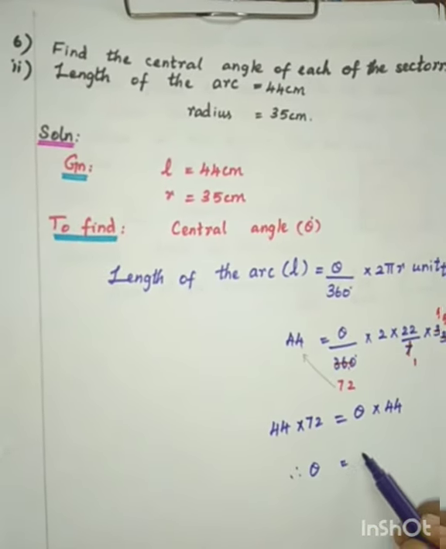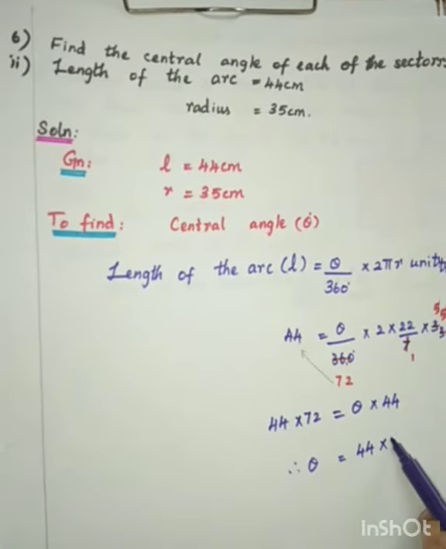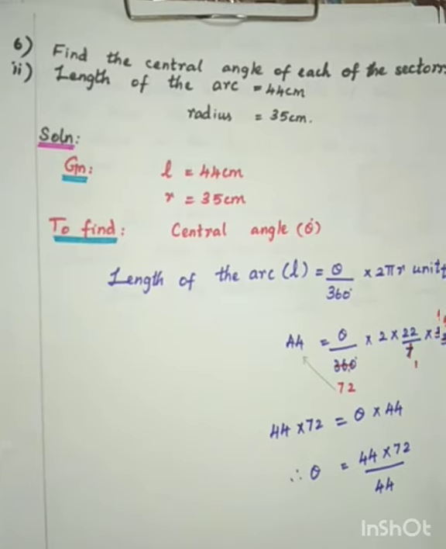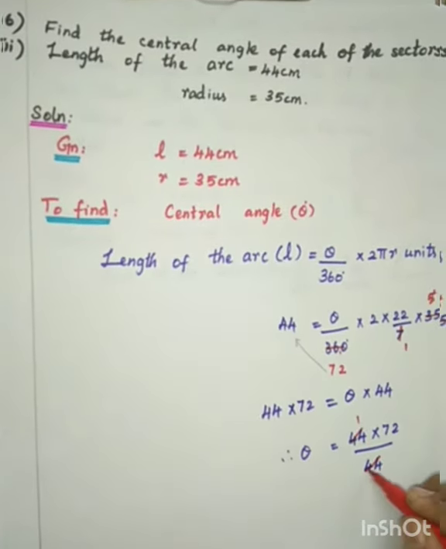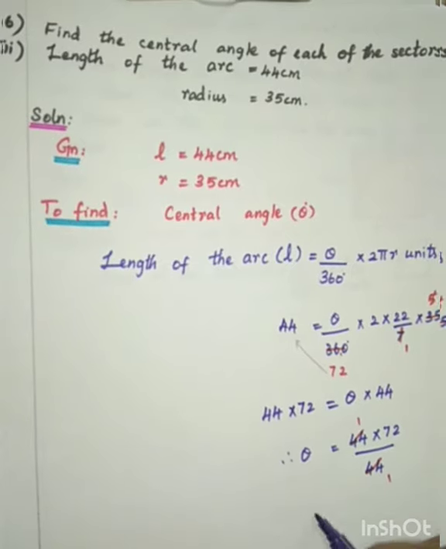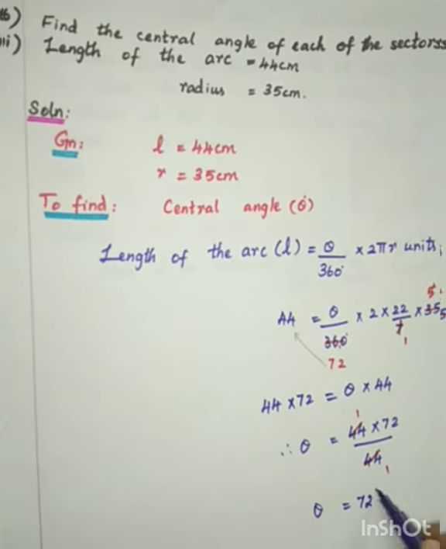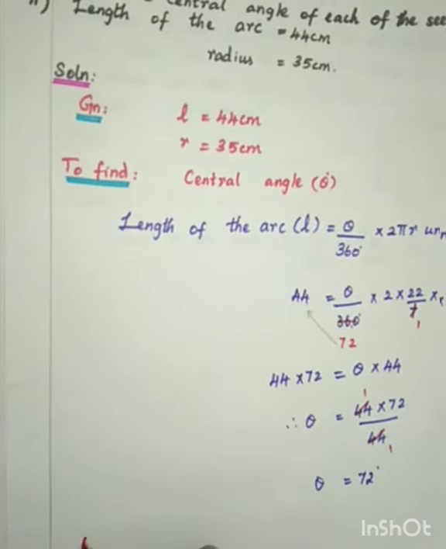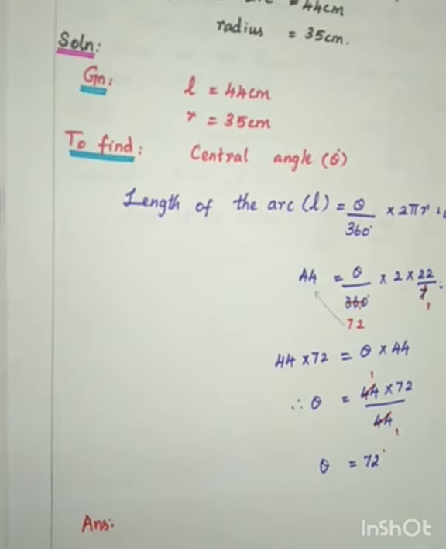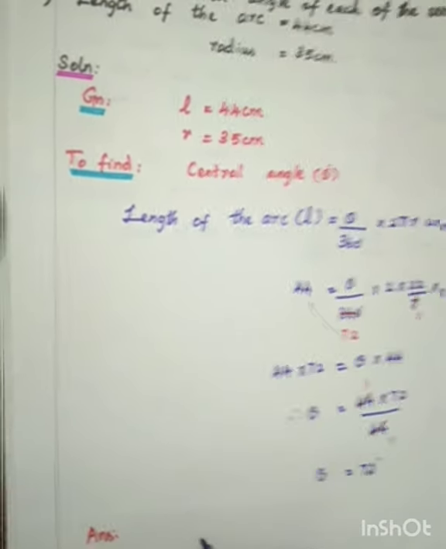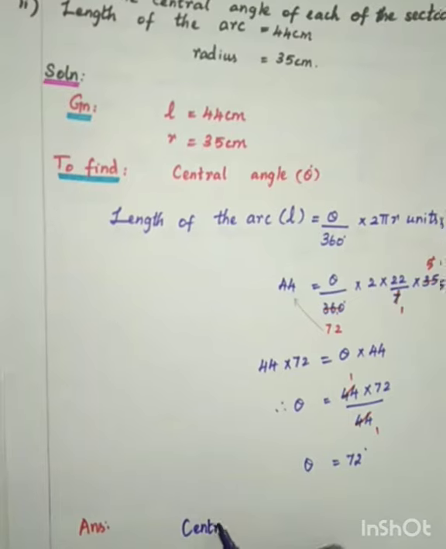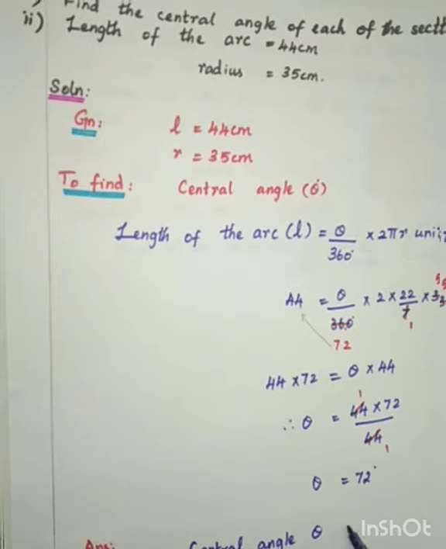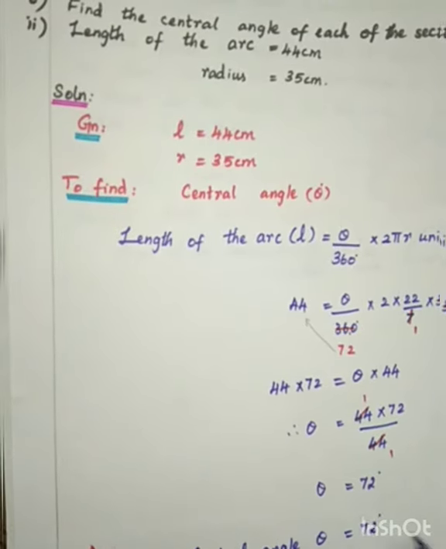Now we are going to find out theta value. Therefore theta equal to 44 into 72 by 44. So we can cancel 44 in the numerator and the denominator. Theta is 72 degree. Therefore, answer: central angle theta is 72 degree.